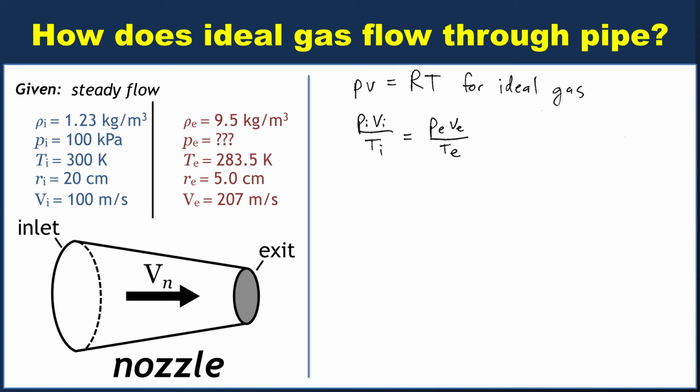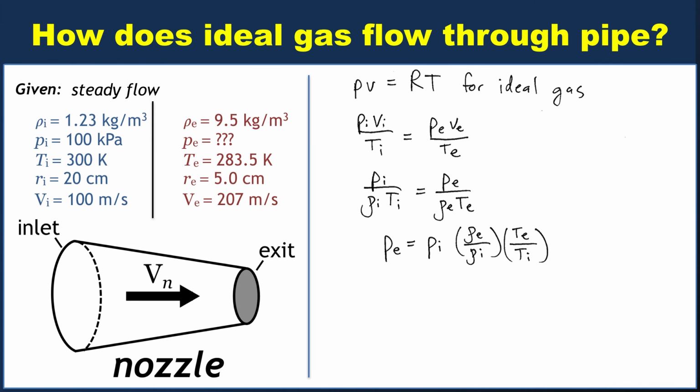We're not changing R, so it must be true that the inlet P v over T must equal the exit P v over T. Let's get rid of the specific volume because I don't want to confuse that with velocity. The nice thing is specific volume is the reciprocal of the density, so we can replace the specific volumes by 1 over rho on each side. That gives us the statement that P divided by the quantity rho T must be the same for the inlet and exit. Now we're in good shape to solve for the exit pressure.